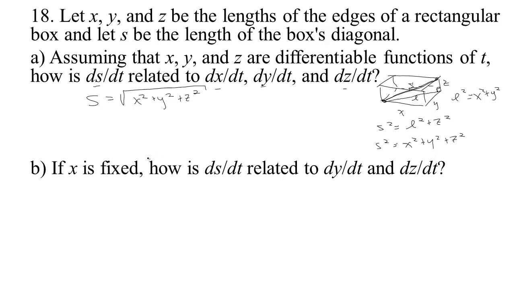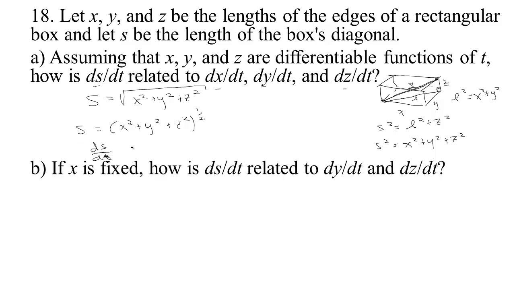Okay. So it says, assuming that x, y, and z are differentiable functions of t, so they're changing in time, how will the diagonal length change with time? What will be its relationship to dx/dt, dy/dt, and dz/dt? Well, one option would be to work with this square root. You have x squared plus y squared plus z squared all to the 1/2 power, so ds/dt.